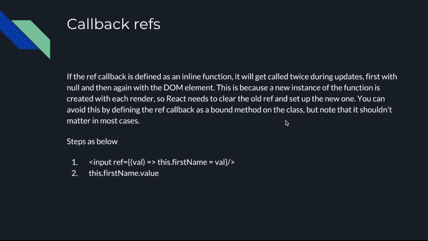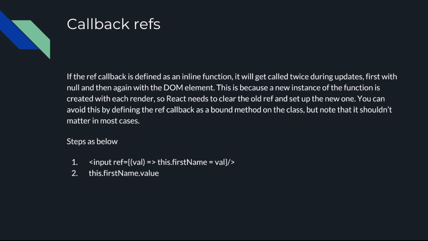The second one is a callback ref. The callback ref is defined as an inline function. It will get called twice during an update, first with null and then again with the DOM element. This is because every time we render, a new instance of that function is created. So React needs to clear the old ref and set up the new one. That's why it always happens twice.